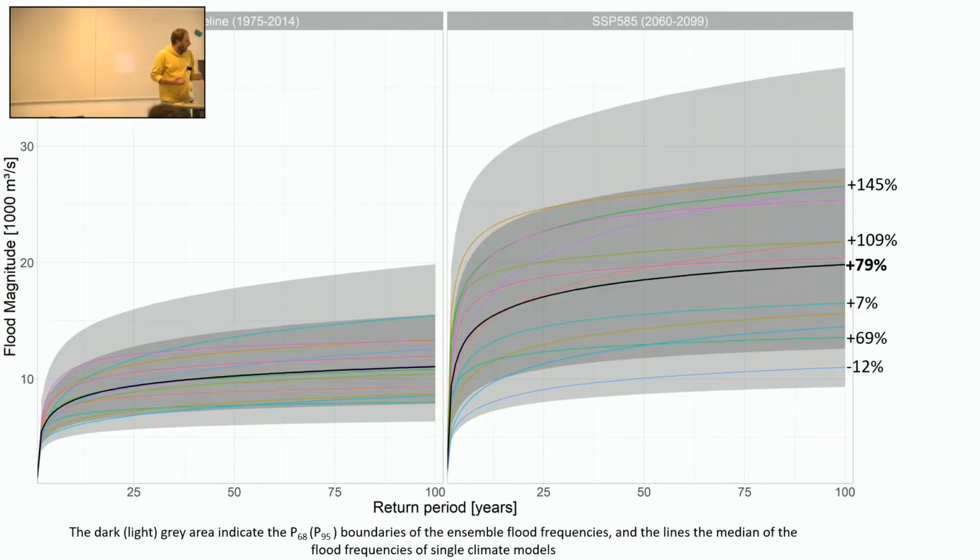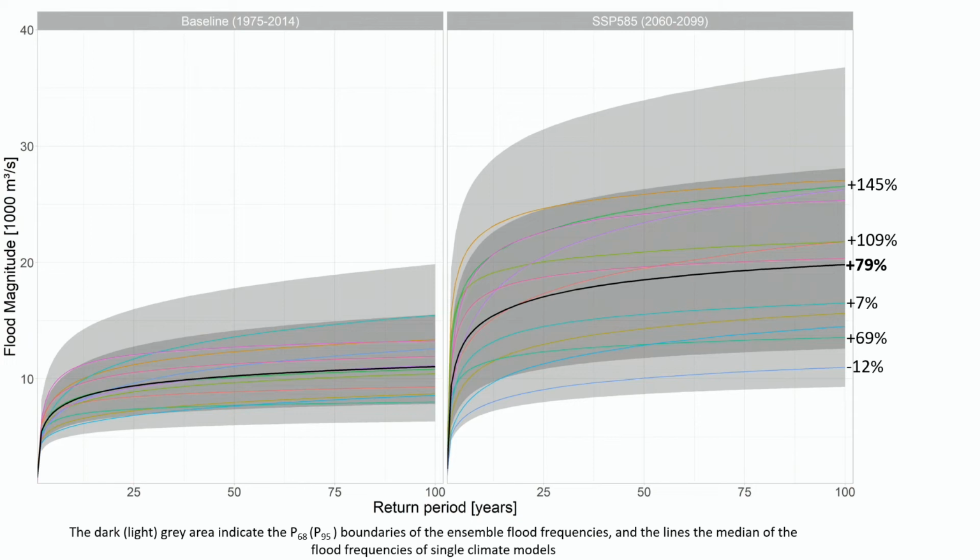Then we conducted a flood frequency analysis for these different predictions. On the left-hand side, we have the flood frequency analysis for the baseline period. On the right-hand side, for the high emission scenario for the far future. The shaded area indicates the ensemble of all our frequency curves, and the solid black line is the median flood frequency curve for the whole ensemble. The colored lines are the medians for the single climate models.